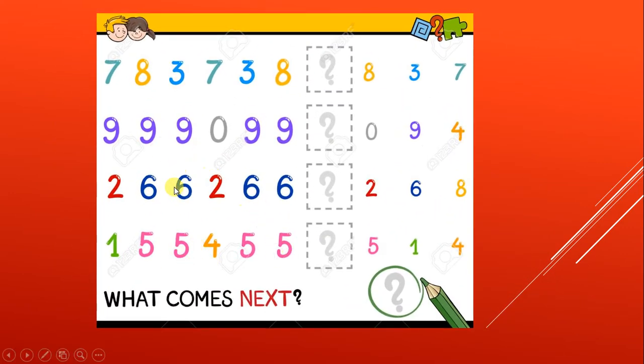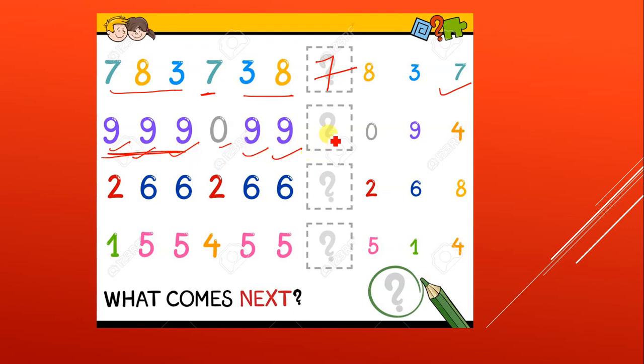Next, what comes next? Here also you have to find the secret or the relation. What would be the next? 7 8 3, then 7 in the middle, then 3 8. So here they have shifted. Then what would be the next number? It would be 7. 9 9 0, then 9 9 9. How many times is 9? 3 times. Here we have 2. So the next number will be 9.